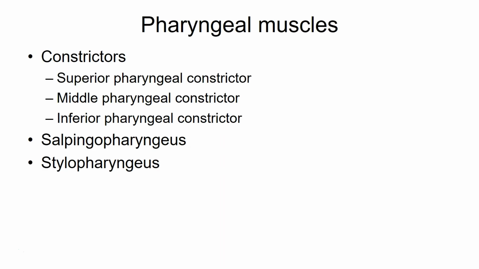The pharyngeal muscles consist of a set of constrictors, the superior, middle, and inferior constrictors, as well as a couple of muscles that act against constriction, the salpingopharyngeus and the stylopharyngeus.